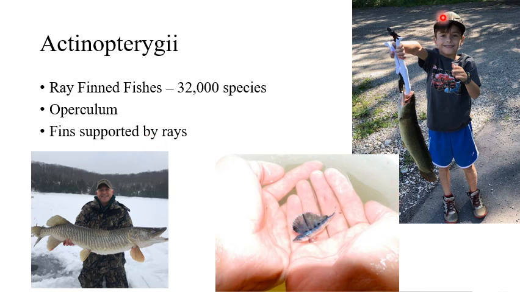This is my nephew, who is also a vertebrate, but he is not a fish. Here he is holding a fish, though. This is a dogfish, or a bowfin, if I remember correctly. And then this is a muskie, and you can see the rays coming out of them. They're pokey rays.